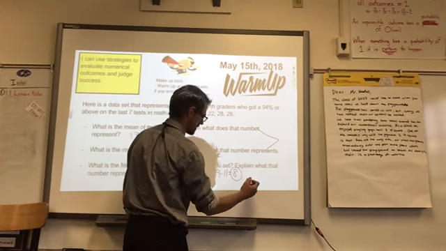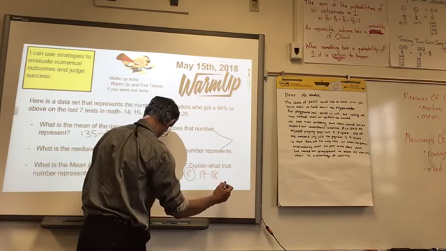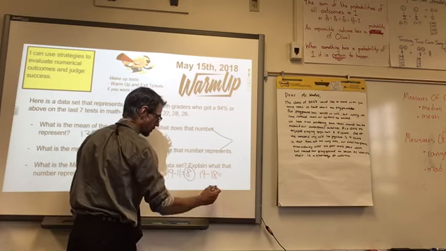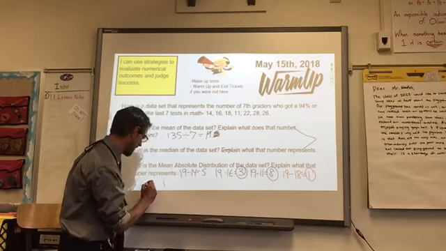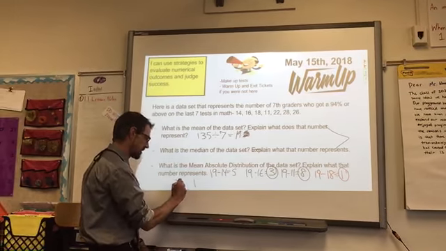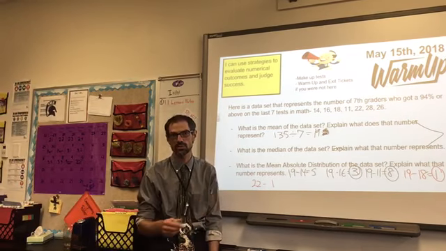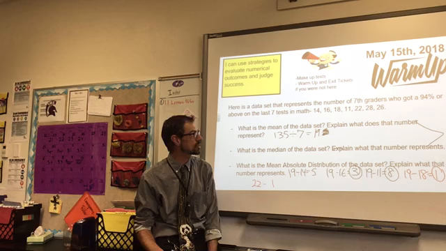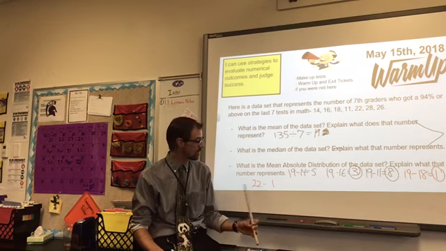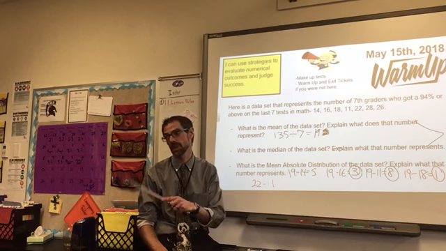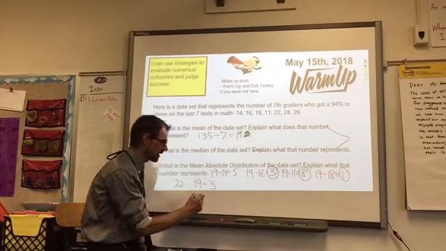19 minus 18, which is 1. And then 22 minus 19. So remember, when you're finding the mean absolute deviation, I wrote distribution, deviation, it always has to be a positive value. It can't be negative, otherwise it won't work.